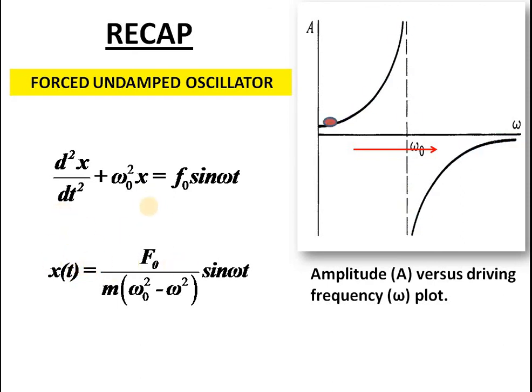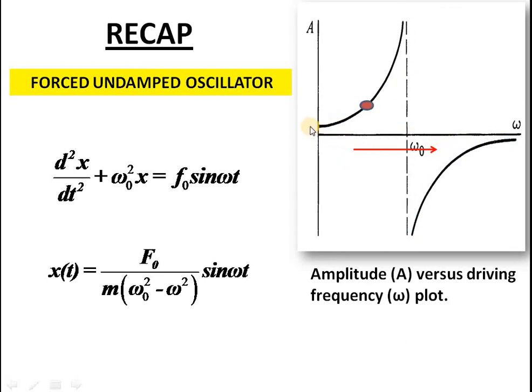of t is equal to F0 by m times omega 0 square minus omega square, times sin omega t. What was omega 0? It was the natural frequency of the oscillator, and omega was the frequency of the applied oscillating force. And capital F0 was the amplitude of the externally applied force. Because the force is time varying, we have an amplitude that was F0. And we drew the response curve.